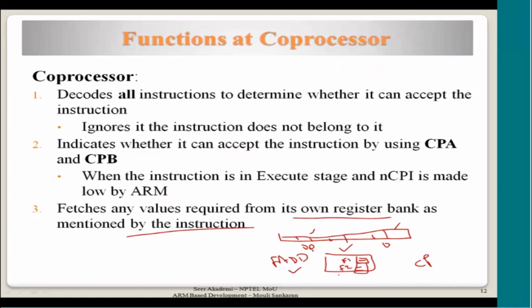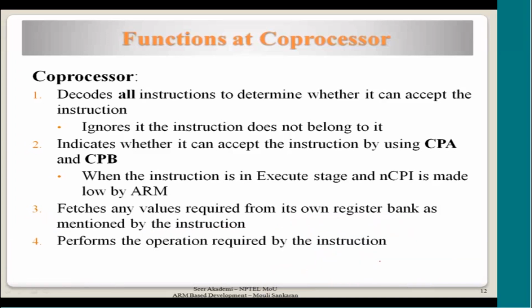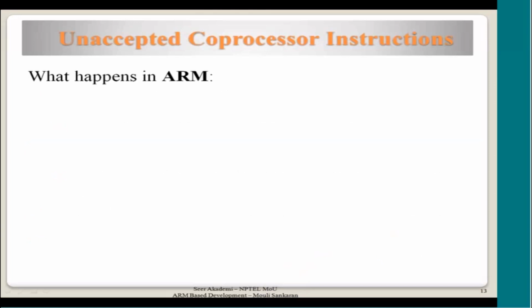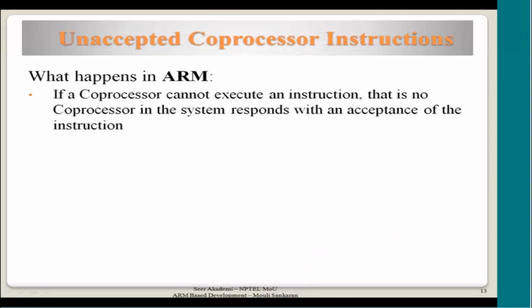Maybe you call that F1 and F2, these registers, and then put the result in F3. Then it can add the values in F1 and F2 and then put the value in F3, which is inside the CP, inside the coprocessor. So the instructions may fetch the operands within the coprocessor registers and perform the operation required by the instruction. Good. What happens to unaccepted instruction?